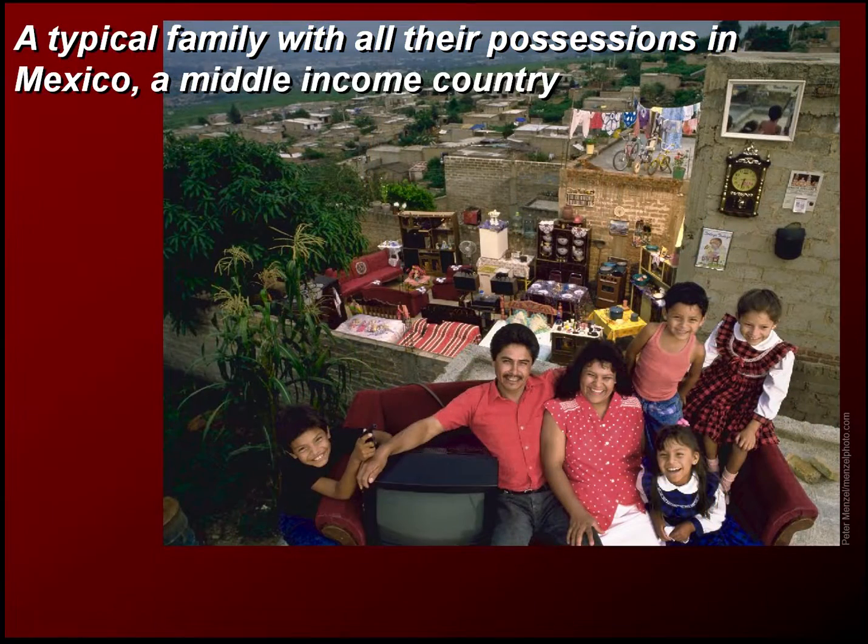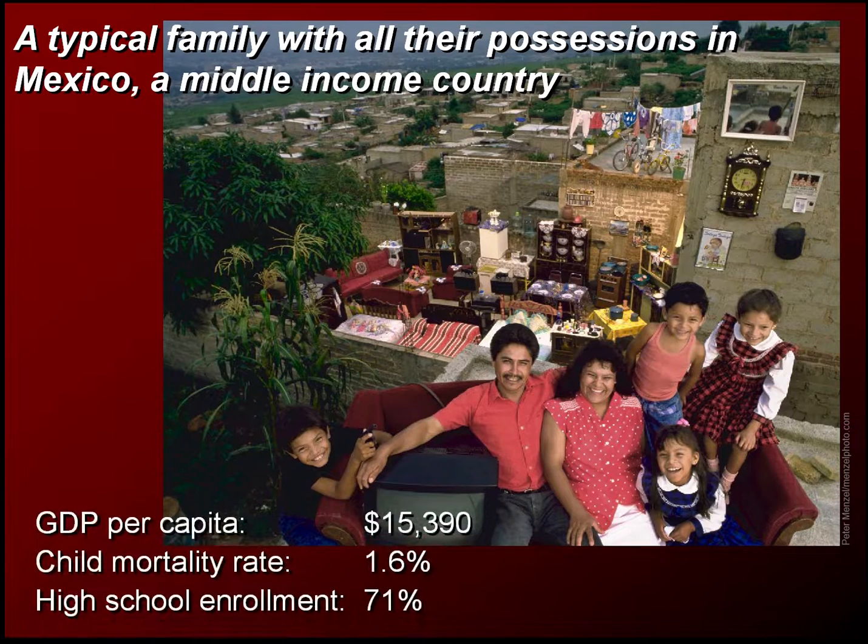Let's go to a middle income family in Mexico. We have 15,000 as their GDP per capita. Still low child mortality rate, but it's higher, and then of course a lower high school enrollment. They also have fewer things, right? So hopefully we're seeing the idea here that as your GDP per capita goes down, so do your possessions.